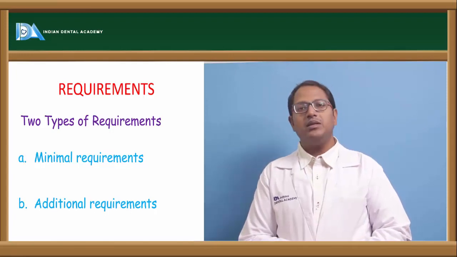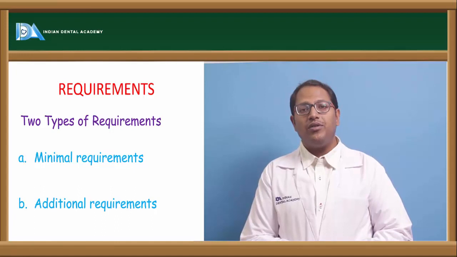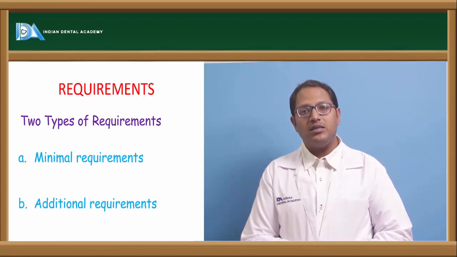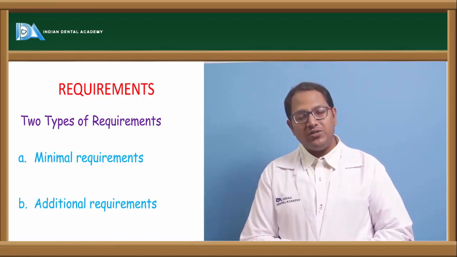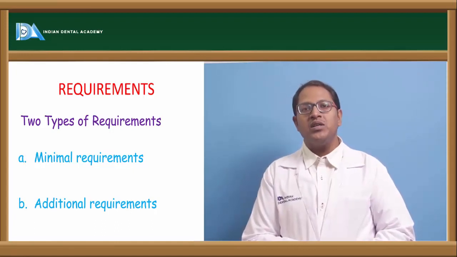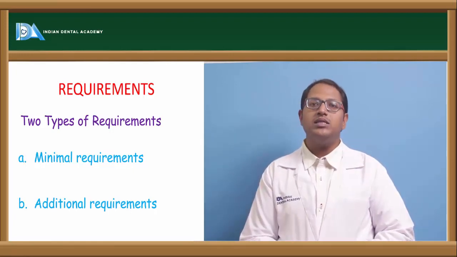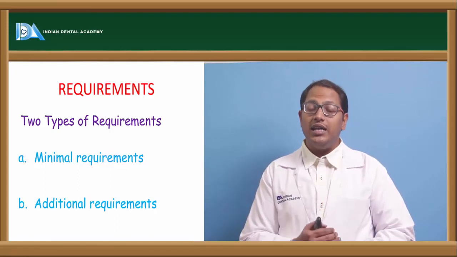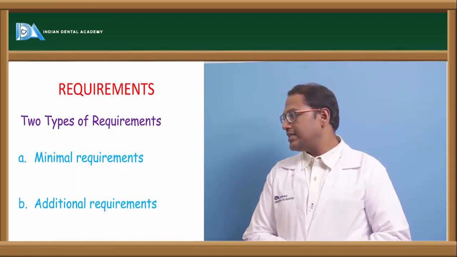What are the other minimal requirements? It should be able to accept the face bow transfer. What is a face bow? A face bow is a device which reproduces our static relation of the base of the skull to the maxilla. So it helps us understand how the maxillary arch is related to the base of the skull. We will come to it in the near future classes.